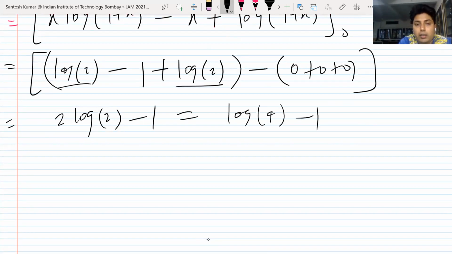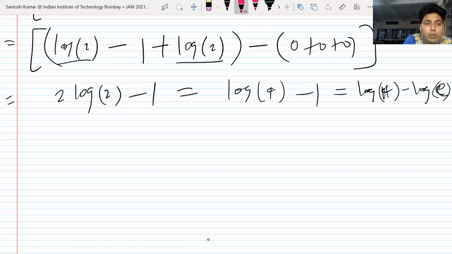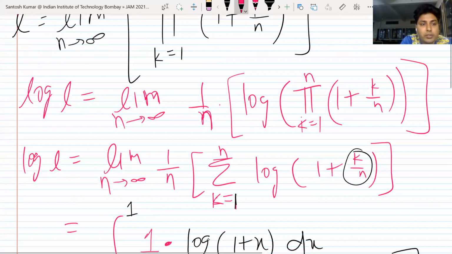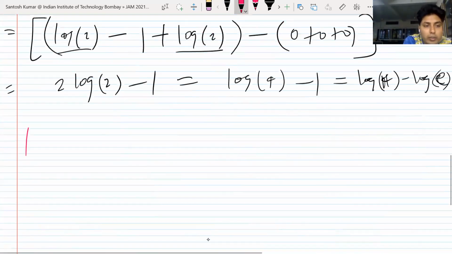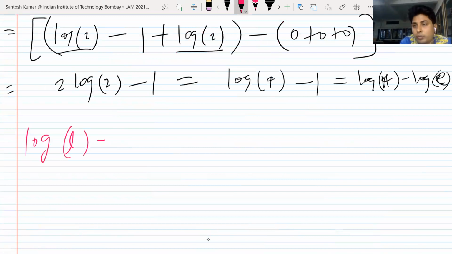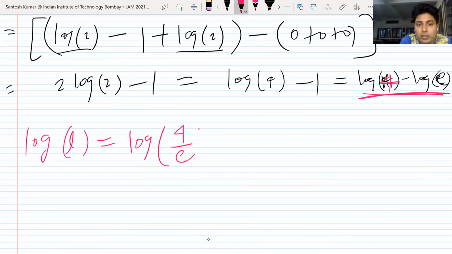And 1 we can write as log e, since log e is 1 because the base is e. So what we got? I started with log, I have taken log here. So log L we get as log 4 minus log e. We can write log a minus log b as log of a upon b, so log of 4 by e. Log we can cancel. So L is equal to 4 upon e.